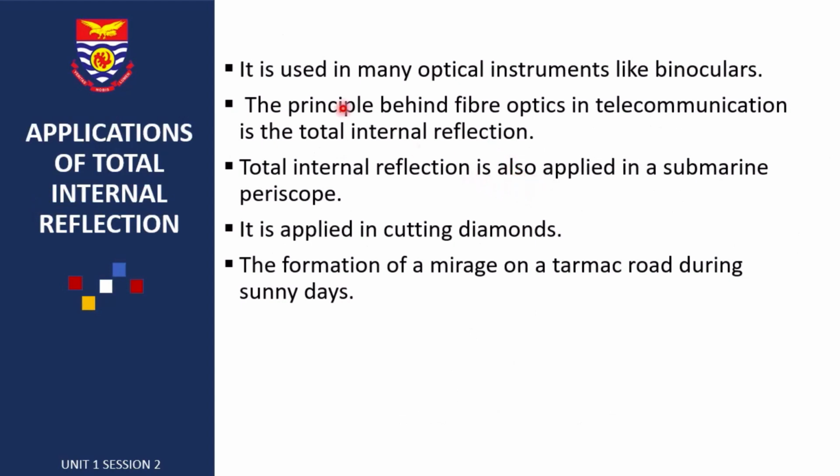Let's look at the applications of total internal reflection. One common one is that it is used in many optical instruments like the binoculars. In the binoculars, they have some particular prisms called porro prisms inside, where total internal reflection occurs before it's being magnified. Another application too is the principle behind the optical fibers in telecommunications. So you see, we can send information through a fiber from here to all over the world through our internet cable that we use, and it's very fast.